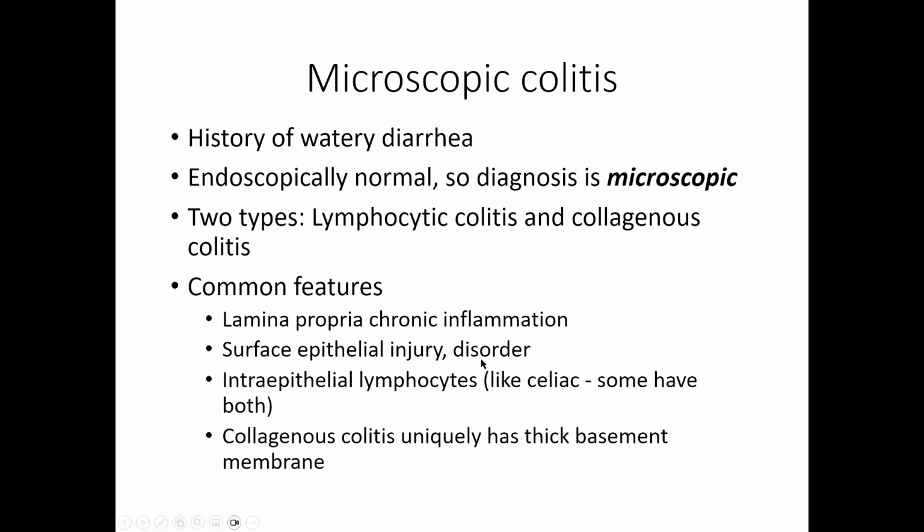Surface epithelial injury and disorder are present, which we saw here. And one really key thing is increased intraepithelial lymphocytes. So it looks like celiac disease, and in fact many individuals who have one of these diseases end up having the other as well. So there seems to be some commonality in people who have too many lymphocytes in the epithelium. And again, the unique feature that makes collagenous colitis what it is, in addition to these changes, is the thickened basement membrane.